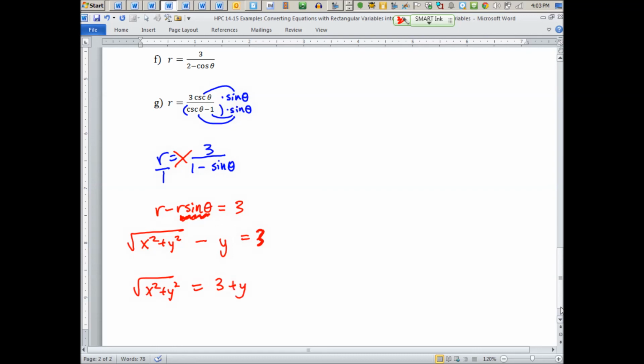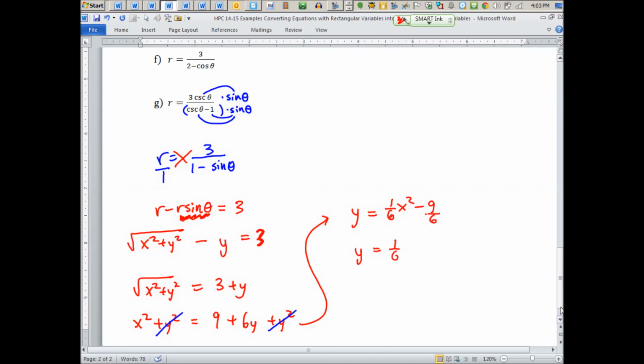And this is going to be hard to isolate, but you can go ahead and square both sides. That removes the radical from the left and gives you 9 plus 6y plus y squared. Oh, and I can see that my y squareds cancel, so it's not so bad after all. Anyway, this is an interesting problem. If you isolate y, you actually get basically x squared minus 9, then you divide by 6. So you end up with y equals 1/6 x squared minus 3/2.